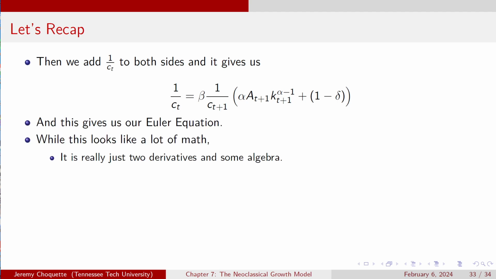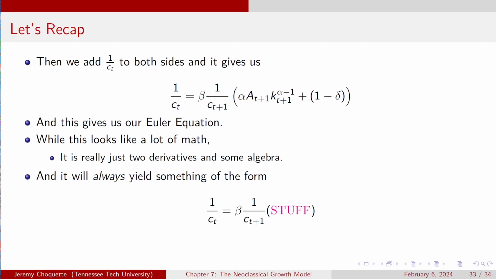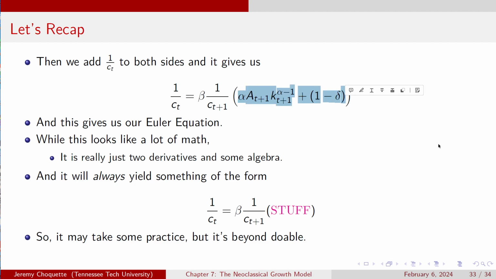Now, this looks like a lot of math, I know. But the thing is, it's really just like 2 derivatives and then some algebra. And it's always going to yield something of the form 1 over CT equals beta times 1 over CT plus 1 times stuff. The only difference is what is going to be in that stuff. In this case, it's just this stuff right here. But if you have bonds in there, if you've got money in there, well, the Euler equation for capital will still be this right here, but you'll also have an Euler equation for bonds and an Euler equation for money, which you'll see a little bit later.